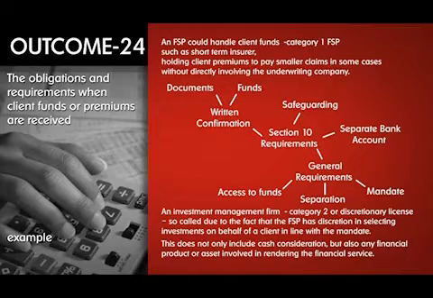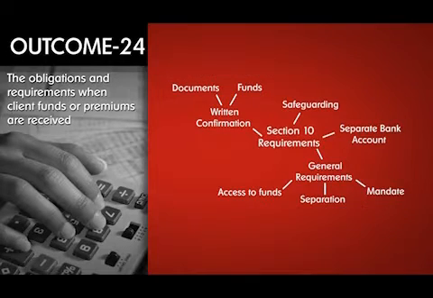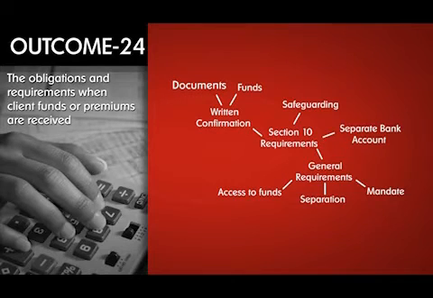Remember that this does not only include cash consideration, but also any financial product or asset involved in rendering the financial service. Section 10 requires that when a provider receives or holds funds and/or financial products on behalf of a client, they are promptly and properly accounted for. Where documents of title or ownership are lodged, immediate written confirmation is required, as well as a description of the assets involved, which is sufficient for identification purposes.